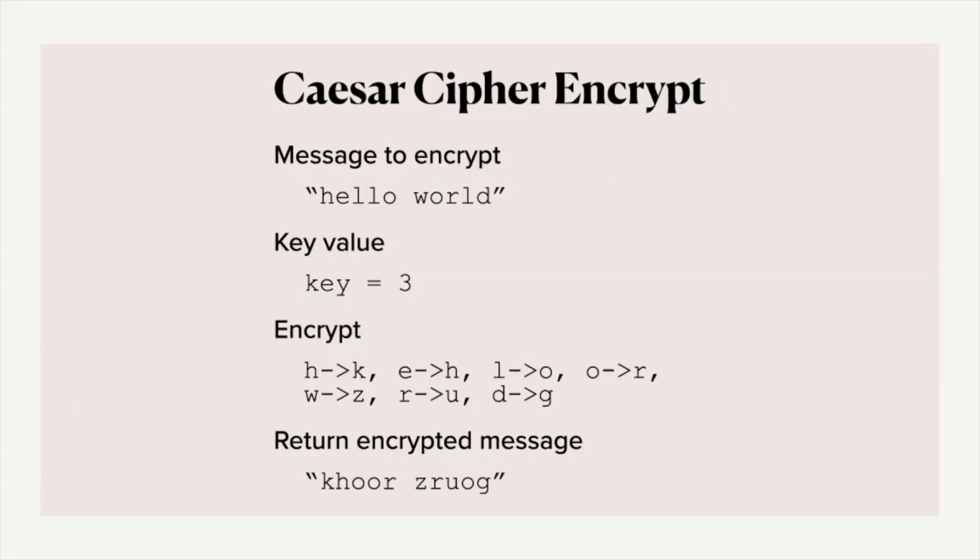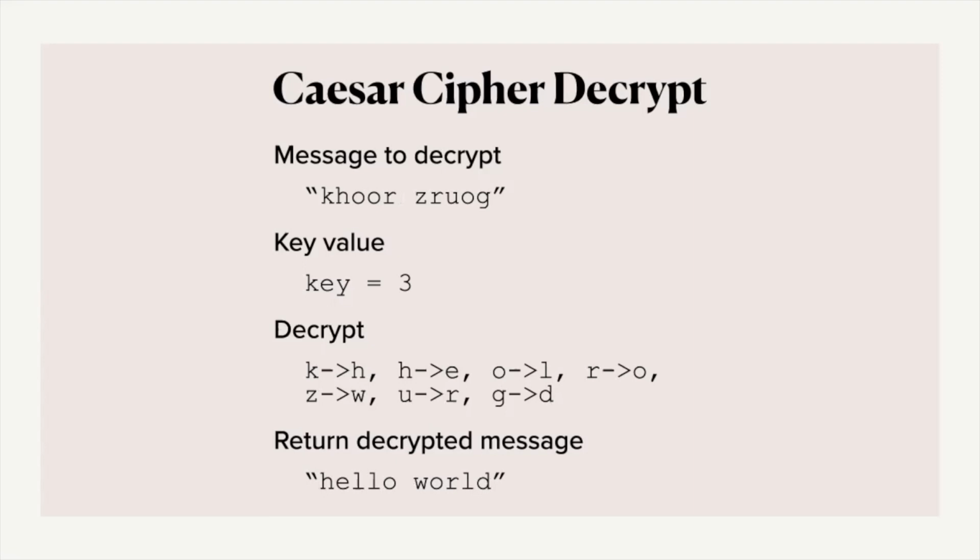So our program will be able to encrypt and decrypt messages. Here's an example of what an encrypted message would look like. So we would start out with our message, which would be hello world, and if our key value is 3, these are how the letters would shift. H would go to K, E to H, and so on and so forth. And our resulting encrypted message would be KHOORZRUOG.